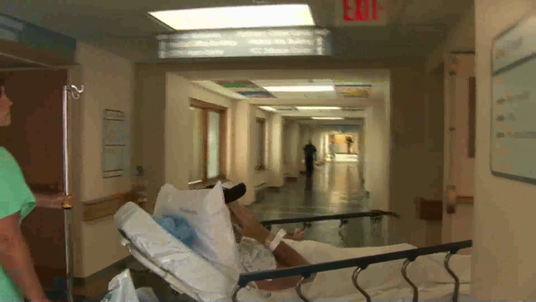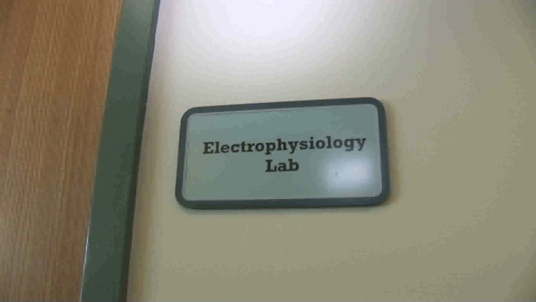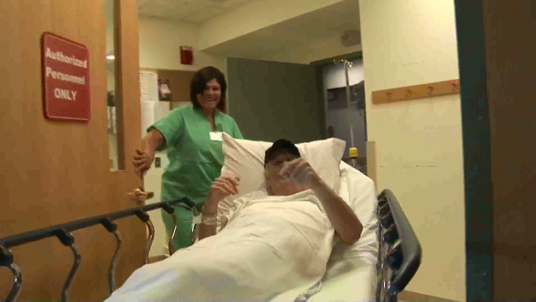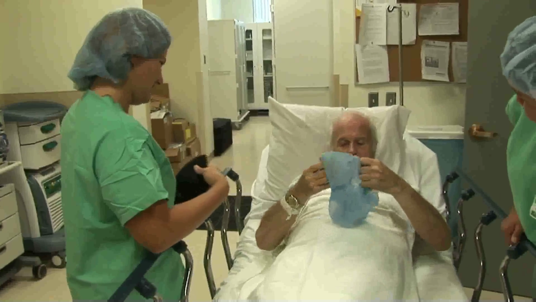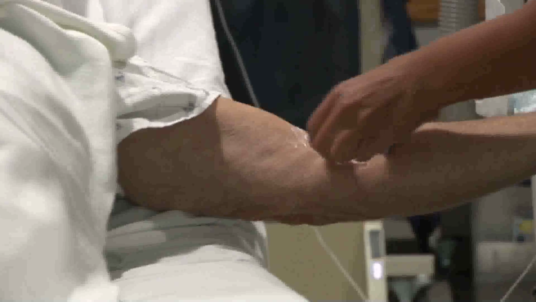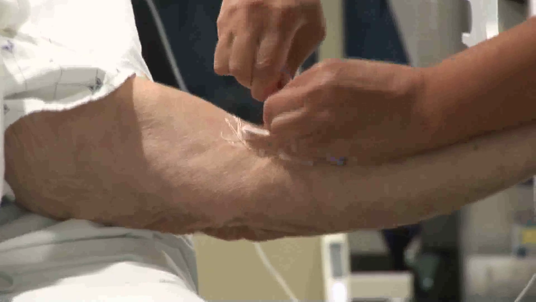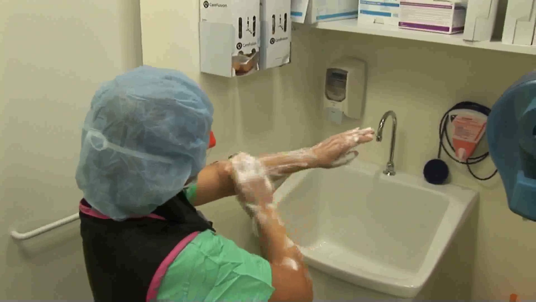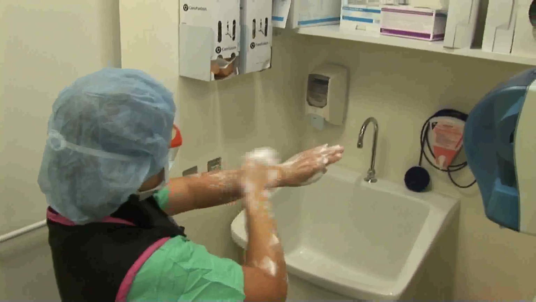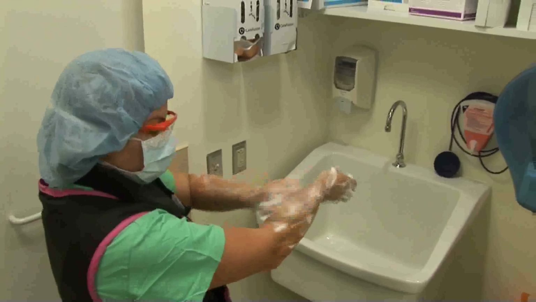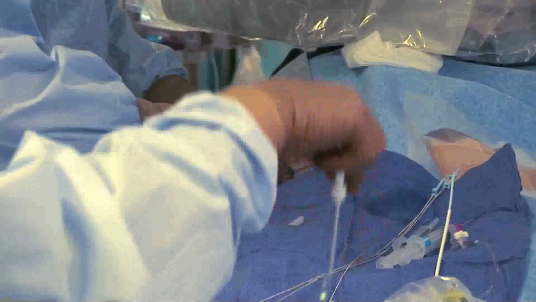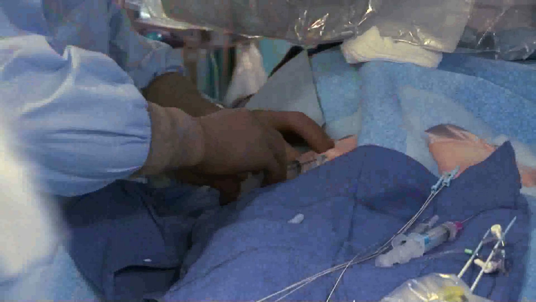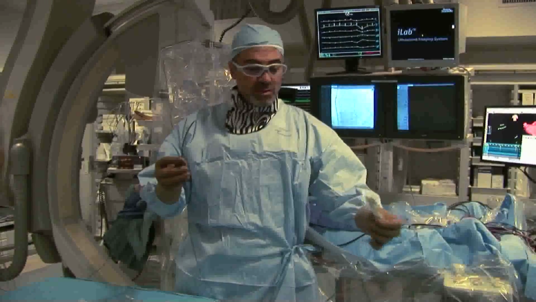From there, the patient is taken to the EP lab, where the procedure is actually performed. Strict aseptic techniques are adhered to in order to reduce the risk of infection. Local anesthetic is injected into the groin, through which catheters will be advanced into the heart. Sometimes a catheter is also advanced via the neck.